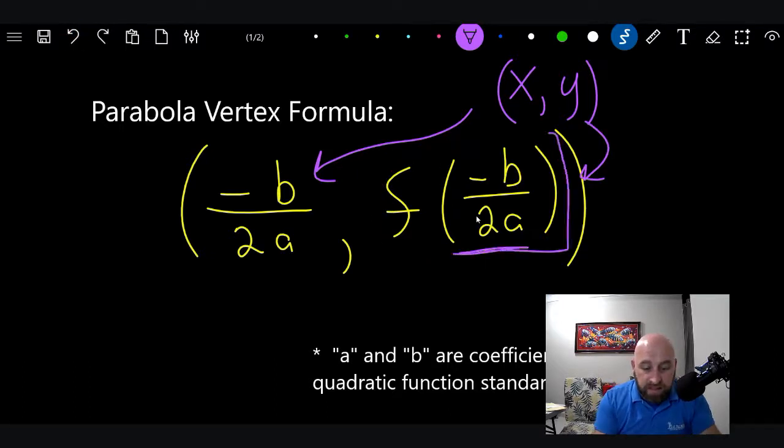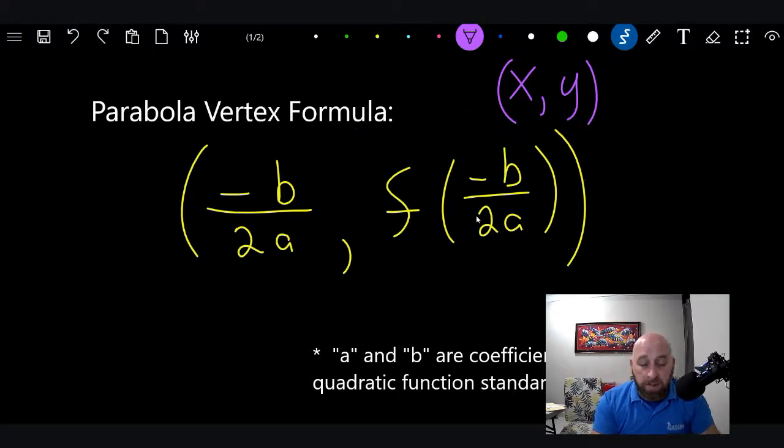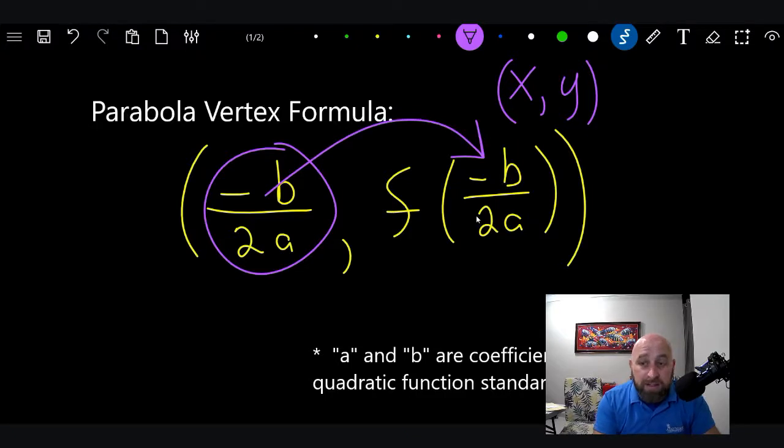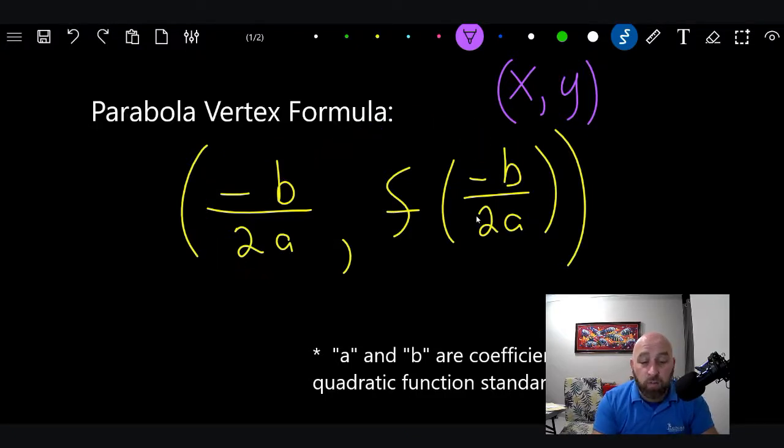Notice this is the same. This is this. So this is your x and your y. This is how to do it. You plug into this, you'll find your x point. You plug this back into the function, and you'll get your y point. Sounds complicated, I know, but it's really not that bad.